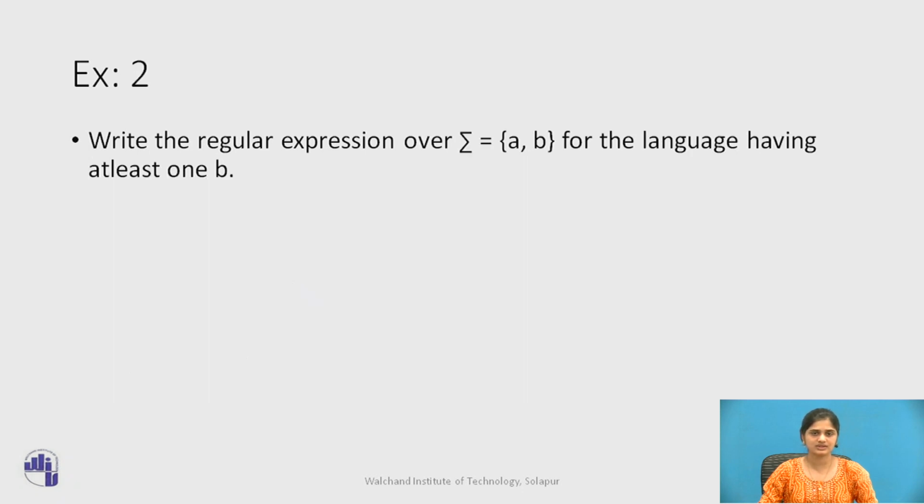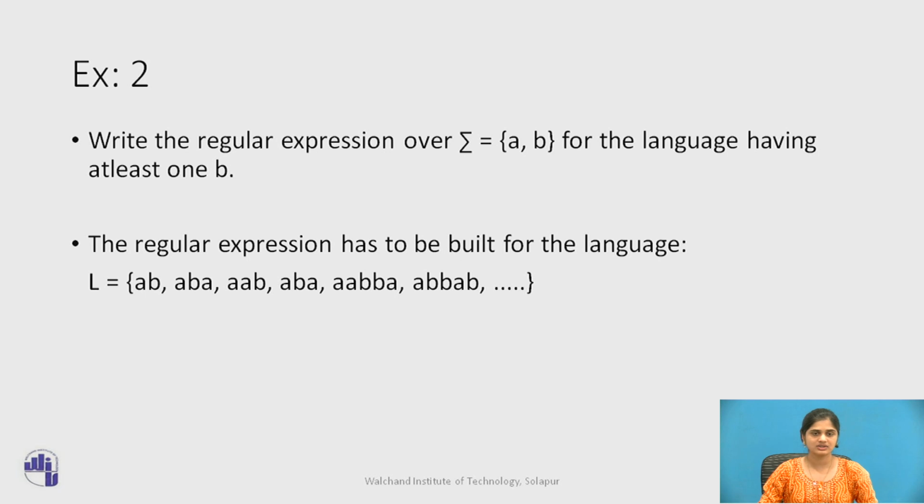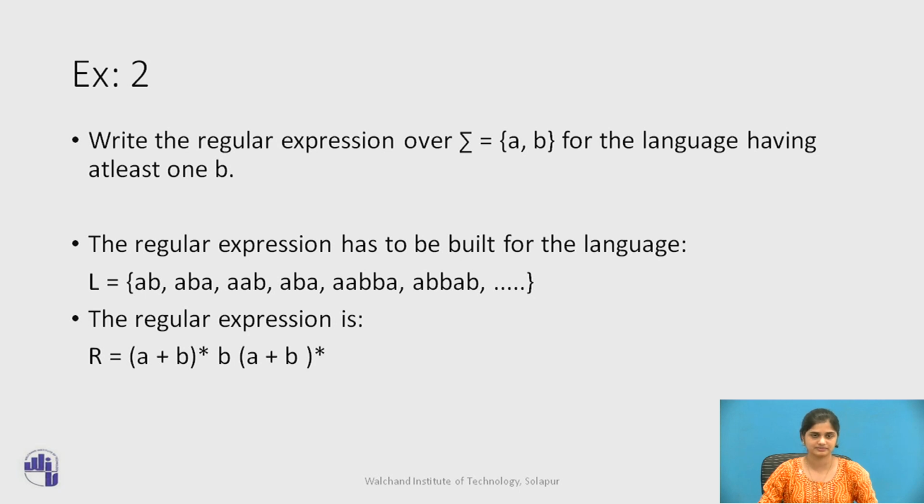Example 2. Write the regular expression over the alphabet with symbols a, b for the language having at least one b. Again the students can pause the video and write down the answer. The regular language for this question will be b, ab, aba, aab, that is all the strings having at least one b. So the expression we can write is (a plus b) star b (a plus b) star. That means at least one b is common in the language, and then we can have all the possible combinations of a and b before and after it.